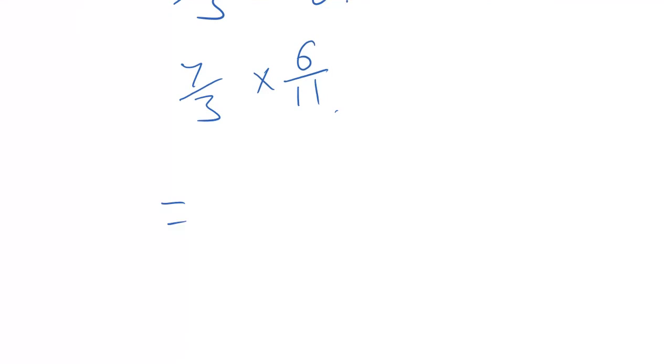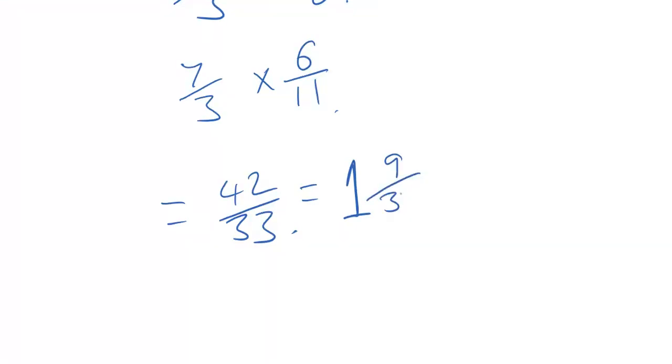And so we are going to be left with 42 over 33. 7 times 6 is 42. 3 times 11 is 33. Now, at this stage, we can rewrite this as a mixed number. So we're going to have a 1, and then we need 9 more to get from 33 to 42. So we're going to have 9 over 33, and that's going to be our answer there.